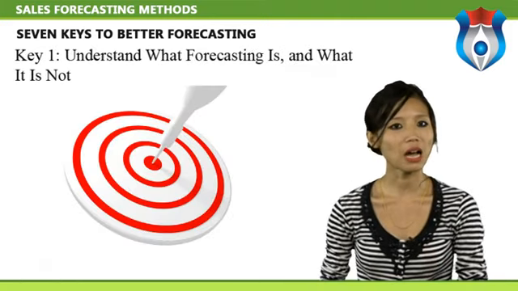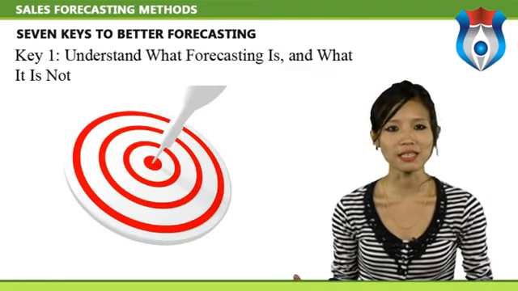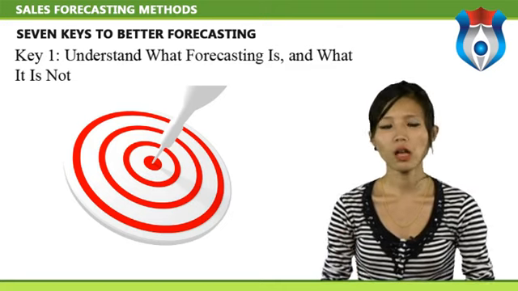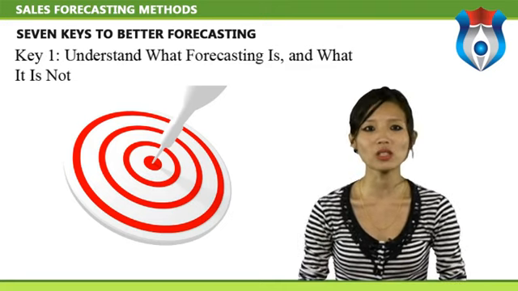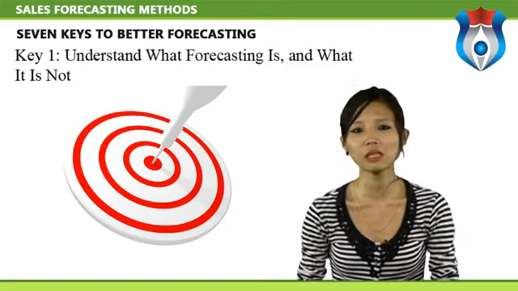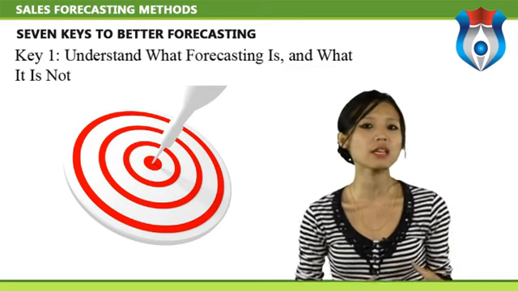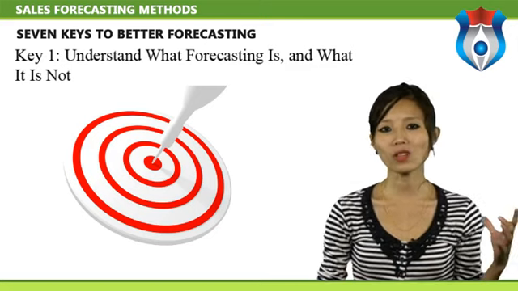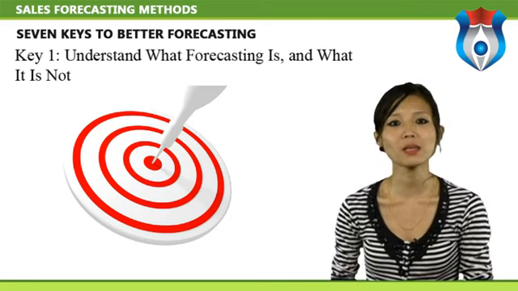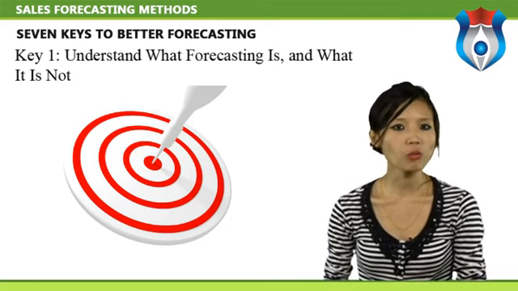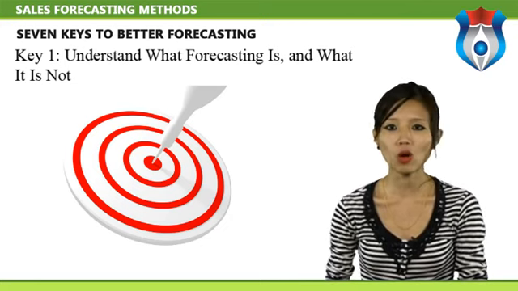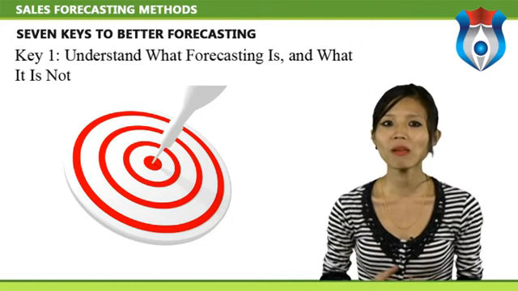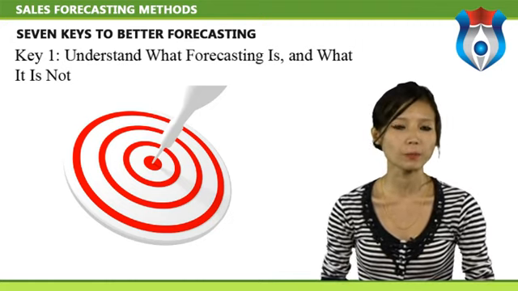Key 1. Understand what forecasting is and what it is not. The first and perhaps most important key to better forecasting is a complete understanding of what it actually is and, of equal importance, what it is not. Sales forecasting is a management process, not a computer program. This distinction is important because it affects so many areas across an organization.